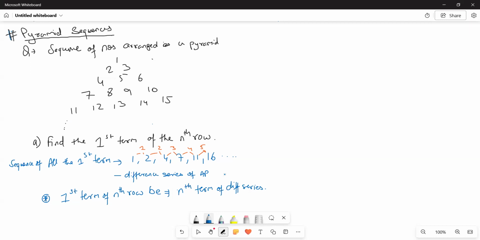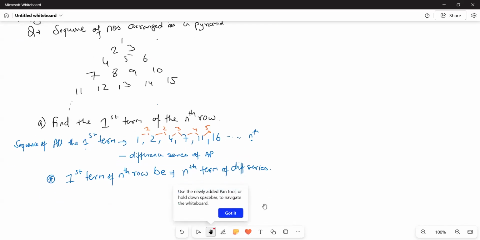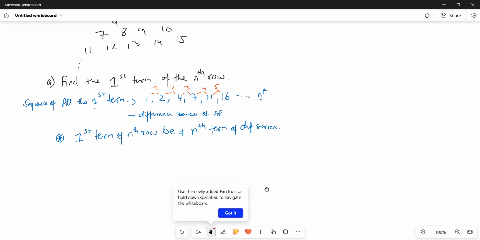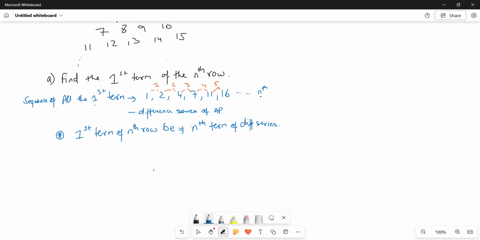अब if we keep on writing the first terms, तो यहाँ का जो nth term होगा वो कहाँ से आएगा? The nth term of this would be the first term of the nth row. वहीं से आएगा. First term of the nth row would be the nth term of the different series. ठीक है। Clear है? हाँ। And for a different series, how do we find Tn?